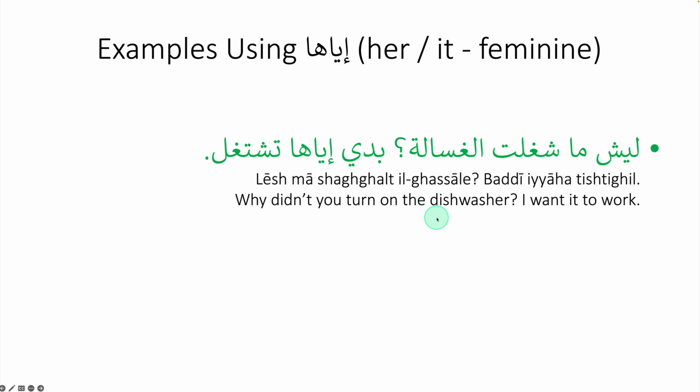And here we've reached our final example, guys. ليش ما شغلت الغسالة؟ Why didn't you turn on the dishwasher? بدي إياها, I wanted it تشتغل, to work. So بدي إياها. So there we use إياها as an object pronoun to put more clarity in the sentence and put more emphasis on the subject. And here we use an object pronoun to refer to the الغسالة, which is the dishwasher. Of course, you could use your hands, but here this person wants the dishwasher to work. So بدي إياها تشتغل.